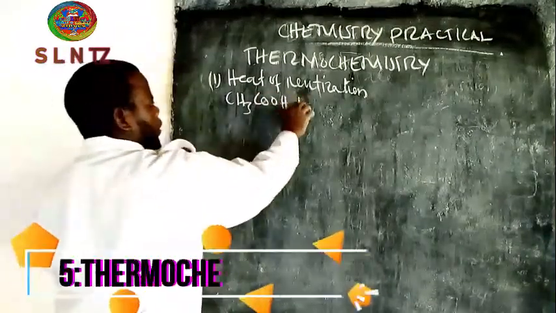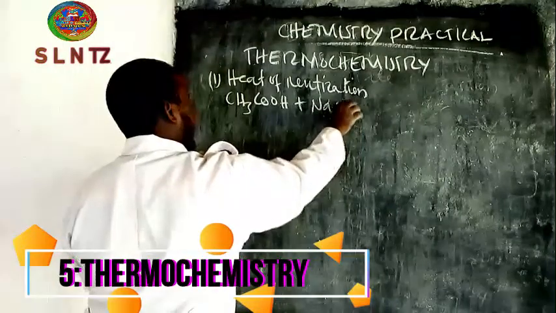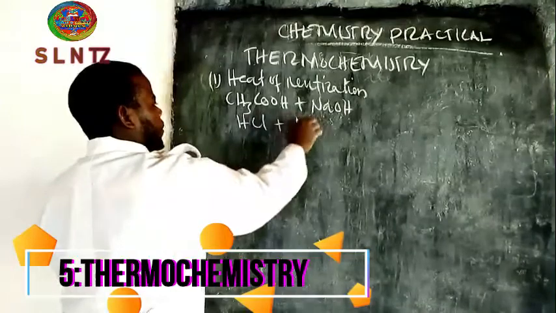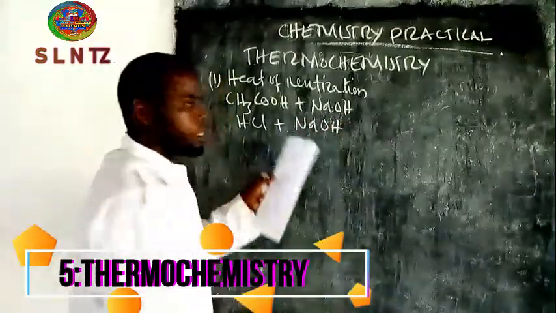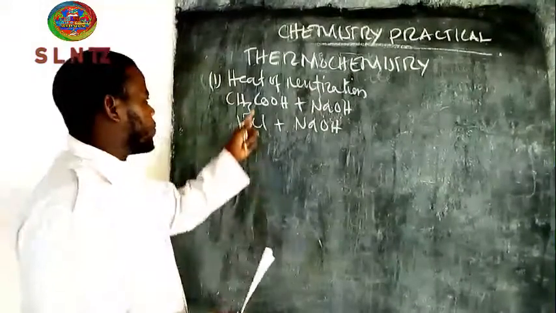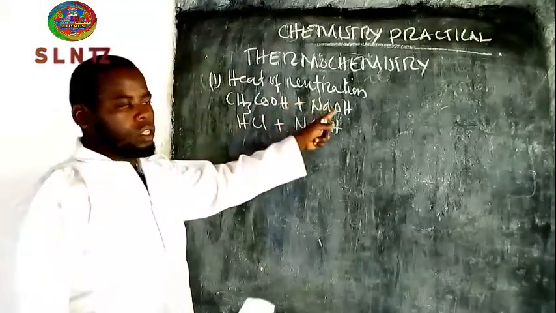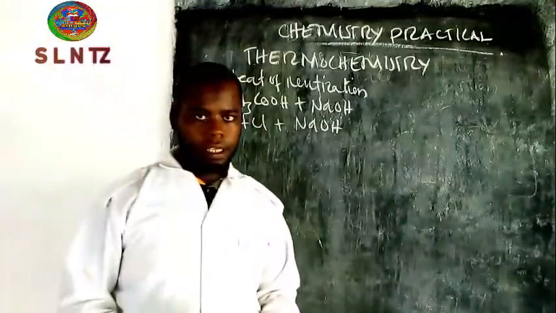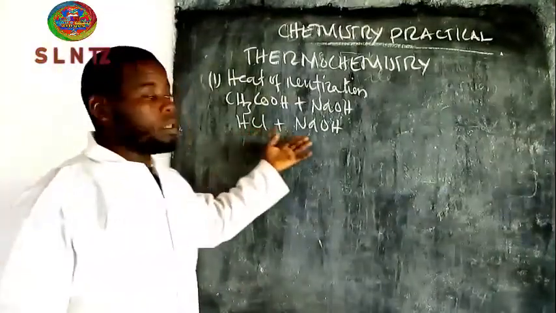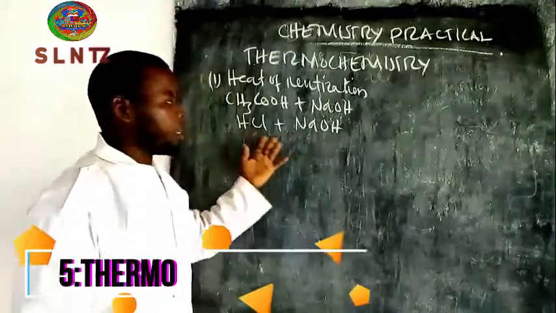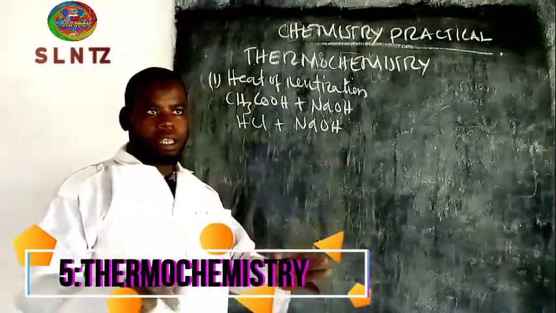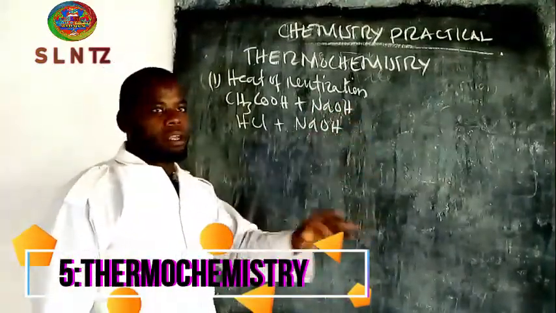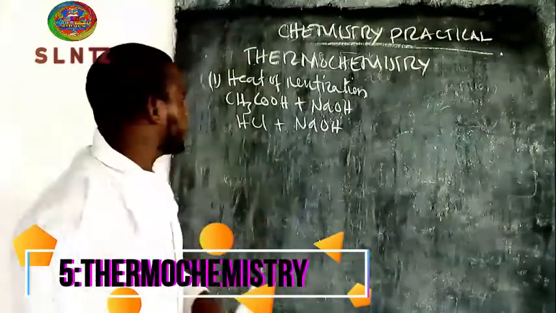Acetic acid reacts with sodium hydroxide, and hydrochloric acid reacts with sodium hydroxide. So you are going to see the heat change of weak against strong, and strong against strong reactants. Hydrochloric acid reacting with sodium hydroxide is a strong acid against a strong base, so you will see the heat change. This will give more, but the other will give a low heat. So that is one.